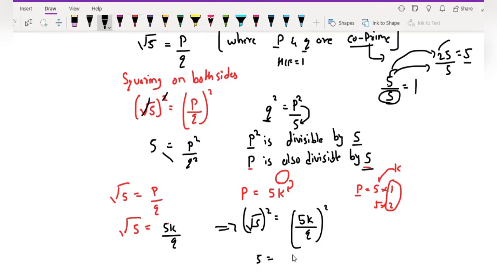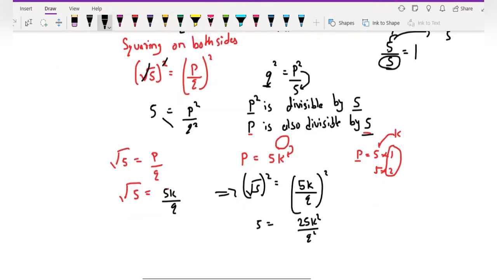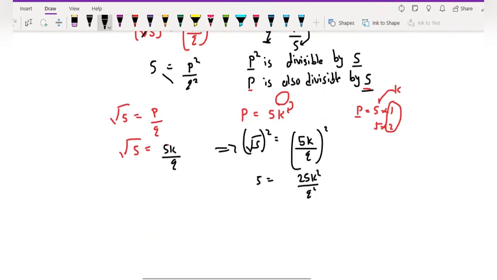5 is equal to 25k square by q square. I hope you're getting the solution. I'm explaining in a deeper way, that's why it's taking a lot of time, but it is very simple. As you can see, the steps are very similar. Here we're going to cross multiply: 5q square divided by 25 is equal to k square.